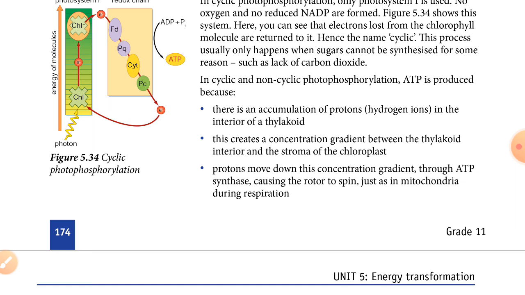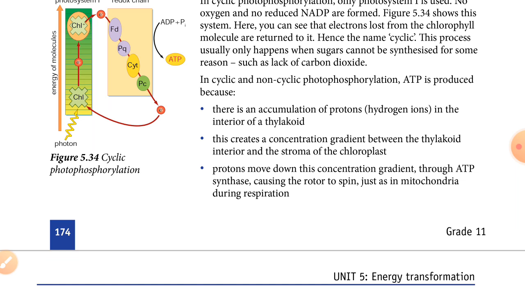This process usually only happens when sugars cannot be synthesized for some reason. Sababoota garaa garaatiin sukkaar yookaan sugariin hin oomishamu yoo ta'e, fakkeenyaaf such as lack of carbon dioxide hin jiru yoo ta'e, processii kanatu hojiirra oolaa. In cyclic and non-cyclic photophosphorylation lamaan isaanii keessatti ATP is produced. ATP maal ta'a? Ni oomishama jechuudha.